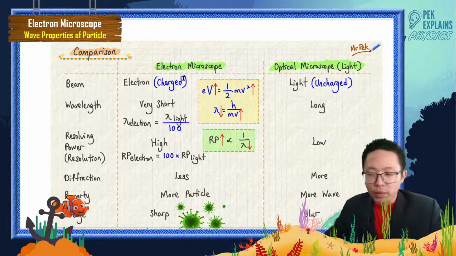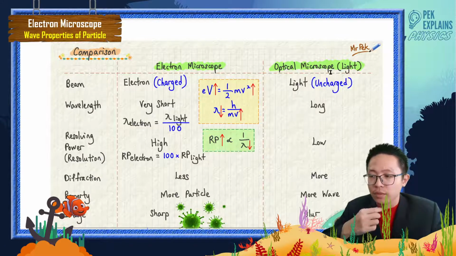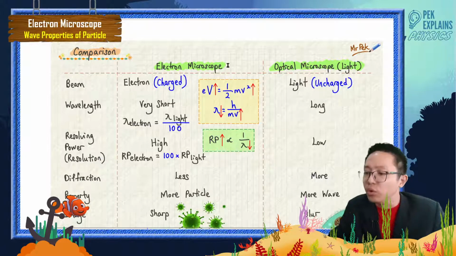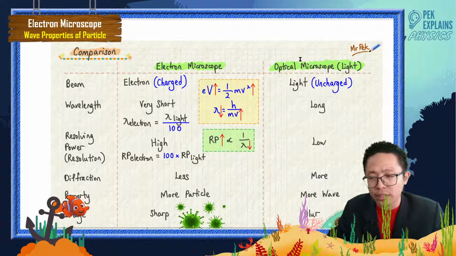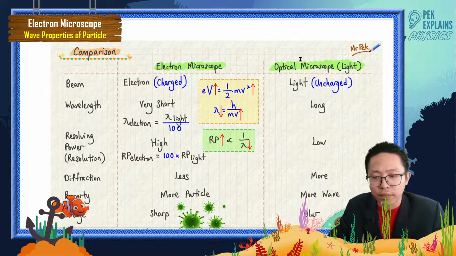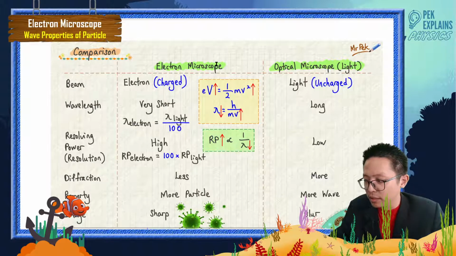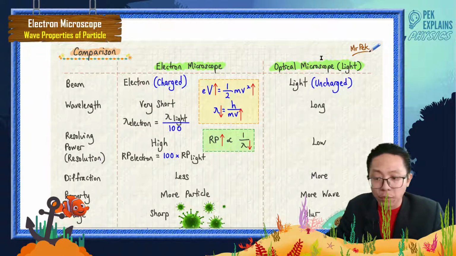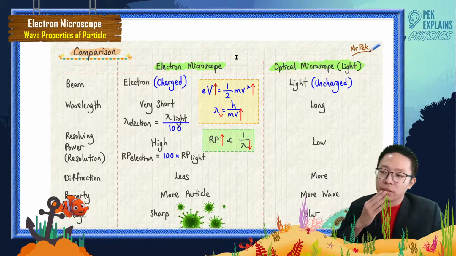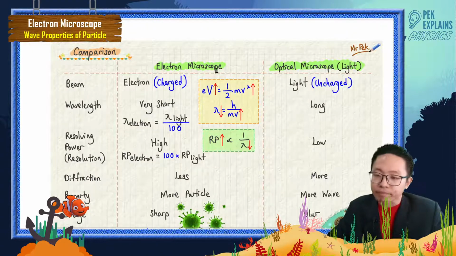Okay, now I want to compare between electron microscope and optical microscope. So what is so good about electron microscope compared to the usual optical microscope in your school lab? Electron microscope can only be found in the university, but in your school lab you only have optical microscope. Okay, so electron microscope is very good.